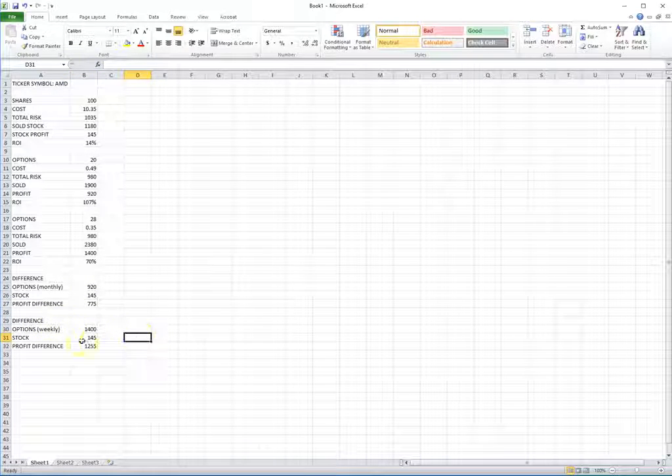Let's look at the weekly. $1,400 is our profit. Stock's only $145. Using the weekly options, we cleared $1,200 on this. So again, using the same amount of risk, the reward using options is a lot greater.